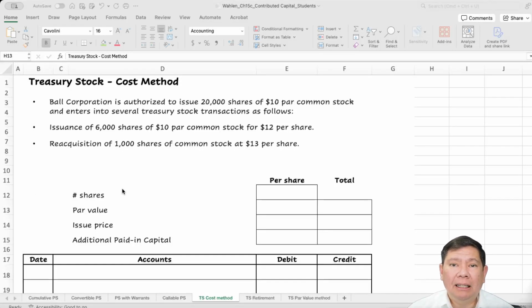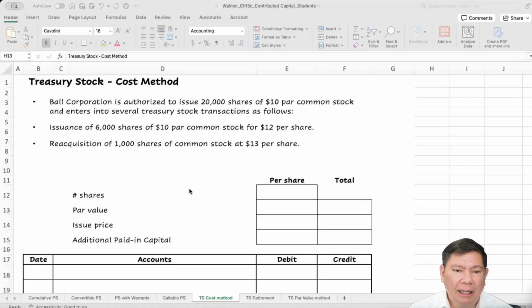Hello everyone, in this video we're going to look at the treasury stock transaction using the cost method. This company is authorized to issue 20,000 shares of $10 par common stock and enters into several treasury stock transactions.